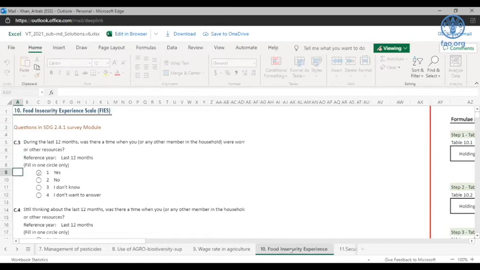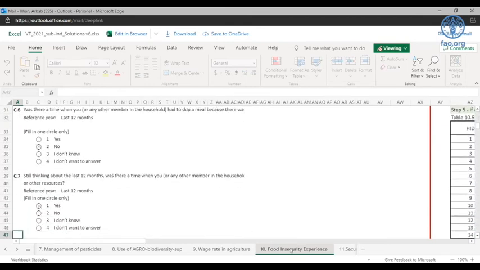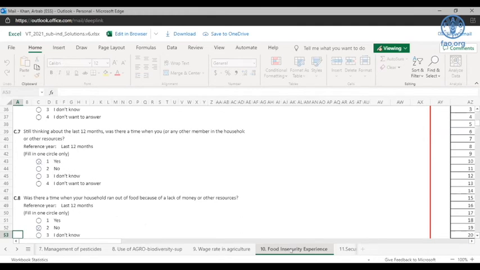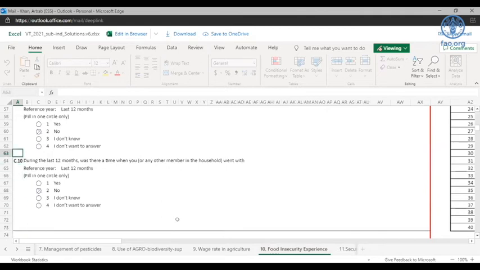So these are the 8 questions, the standard 8 FIES questions. Okay, so I'm not going to go through these. Remember just one thing, that as we go down in these questions, the level of severity of food insecurity that we are trying to assess increases. So we start with being worried about availability of food, to being hungry for the entire day. Being hungry for the whole day is in fact a more severe food insecurity situation than being worried about having food. So we ask these 8 questions and we get responses.